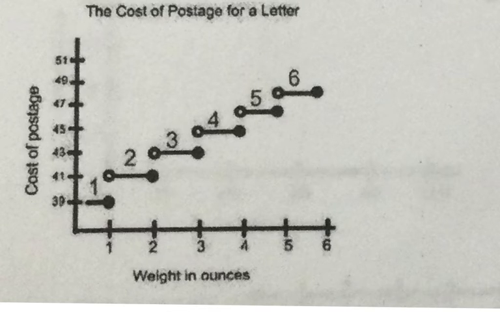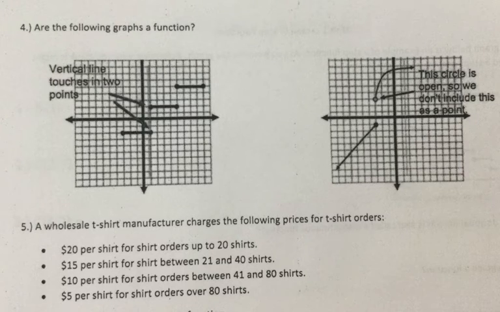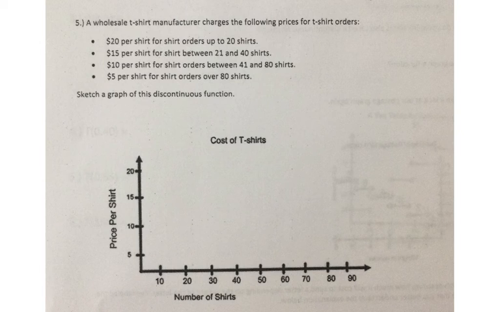Okay, let's look at 5. It says $15 per shirt for a shirt order between 21 and 40, $10 a shirt for shirts 41 to 80, and $5 per shirt if the shirt order is over 80. So what would that look like as a graph? So if I ordered anything up to 20 shirts, what am I paying? $20. So again, the number of shirts is the X. The price per shirt is the Y.